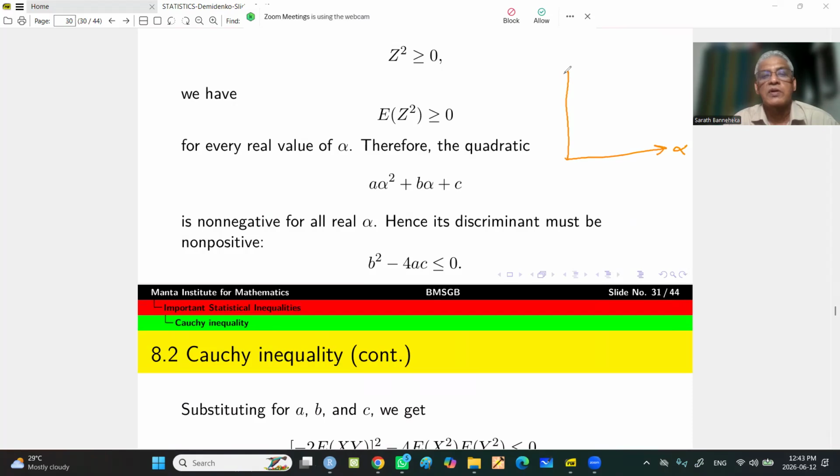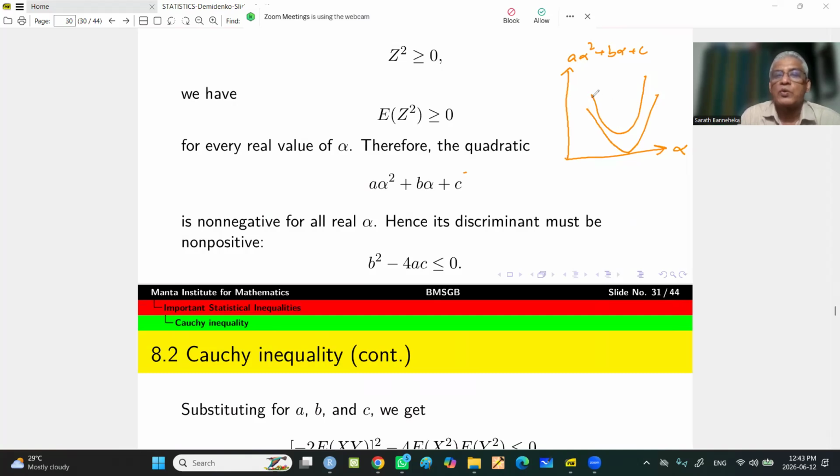So if this is alpha, this whole thing is a alpha square plus b alpha plus c. Either the function is completely above the axis, or it might even be something like this, touching at this point, greater than or equal. Right. So you have this situation or this situation.